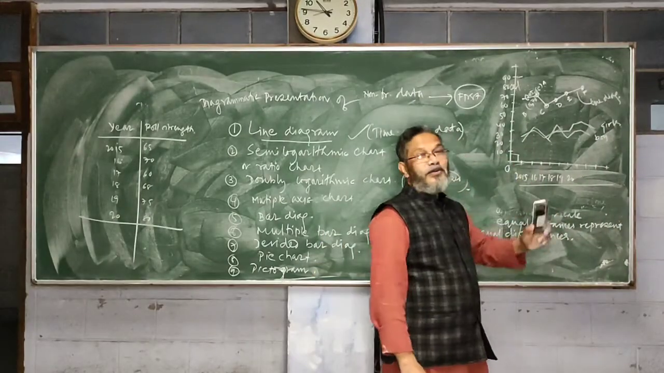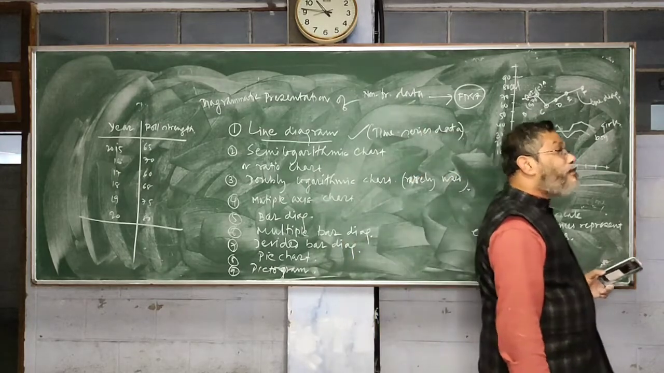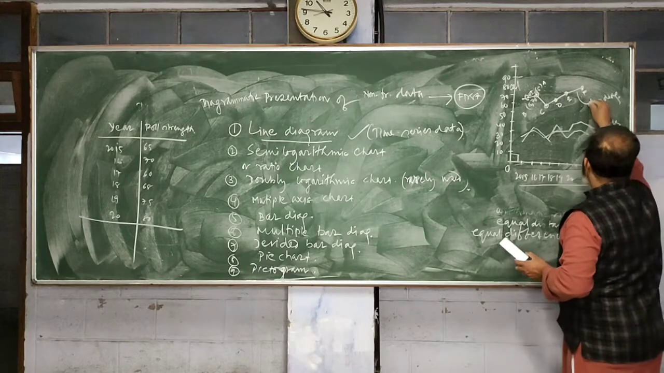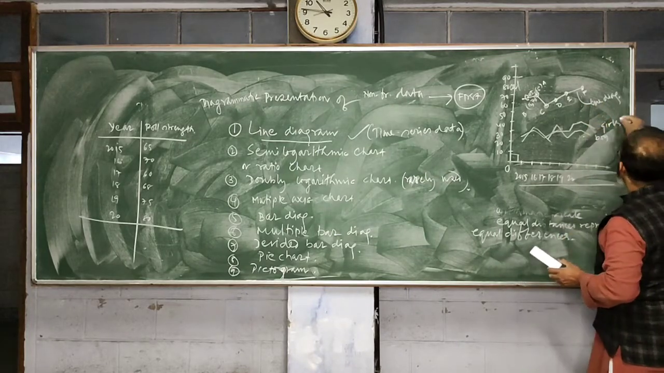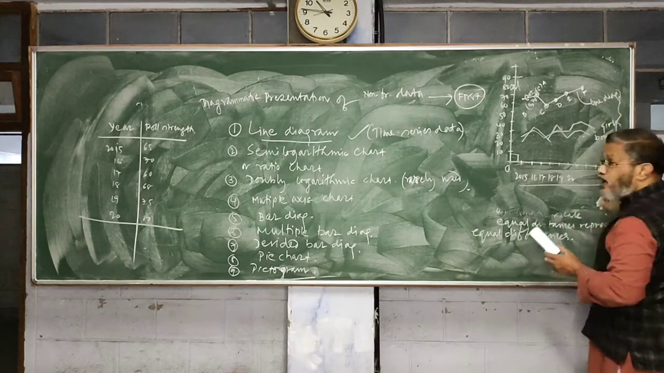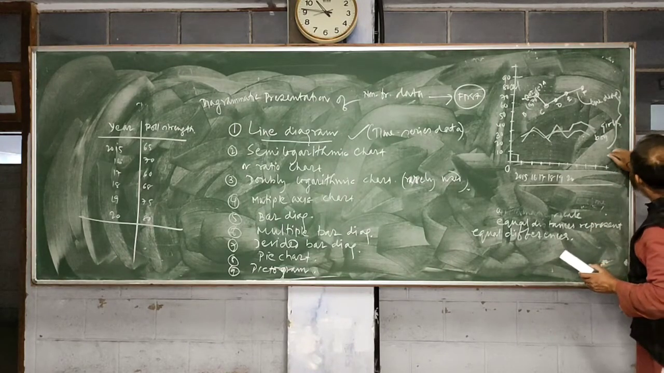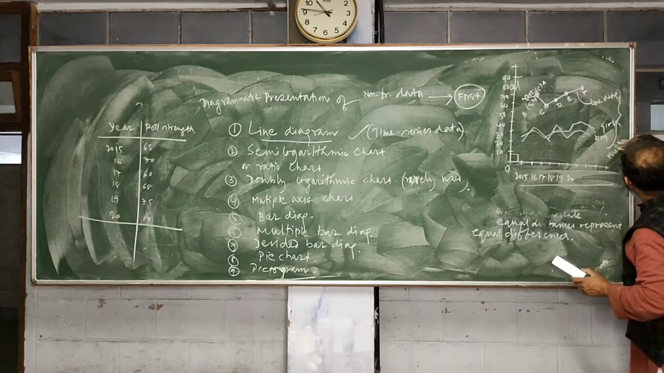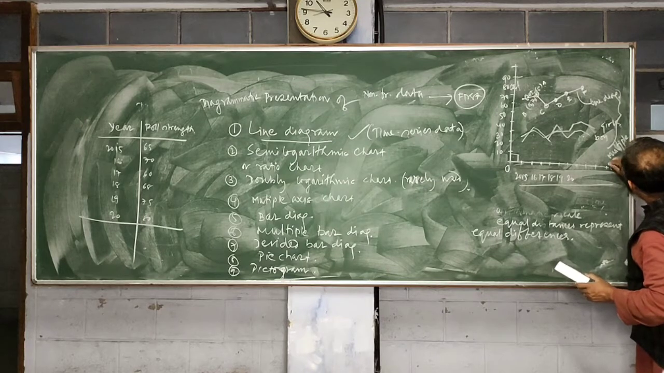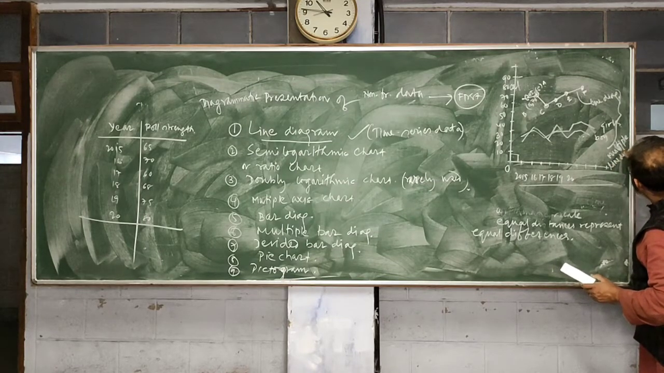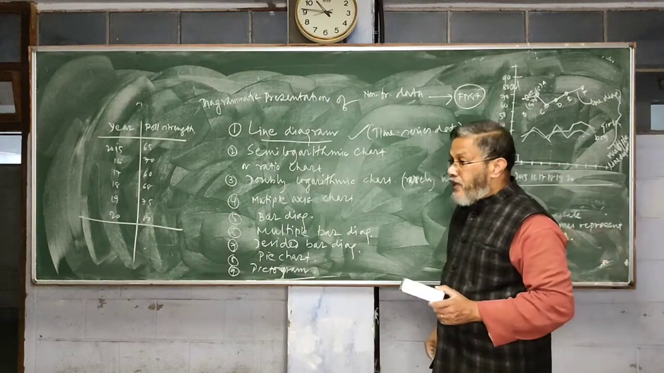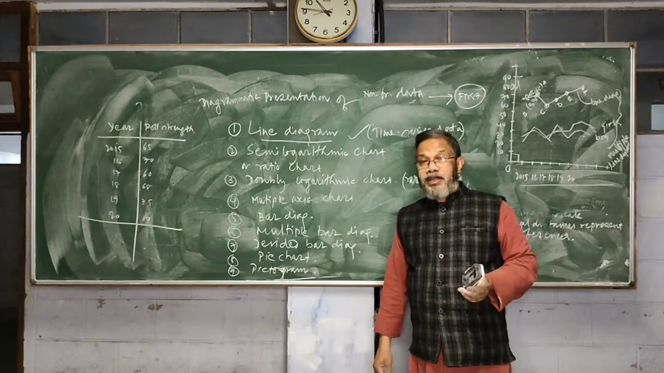This type of diagram is called multiple line diagram. Here 1, 2, 3. Here we are talking about 3 line diagrams together. Multiple line diagram. Multiple line diagrams. Okay?